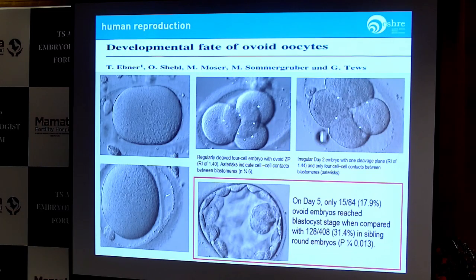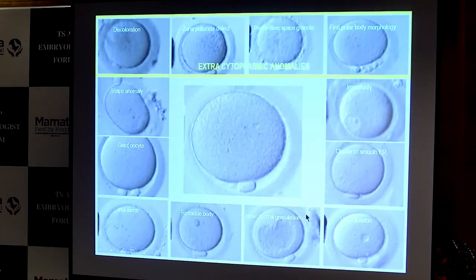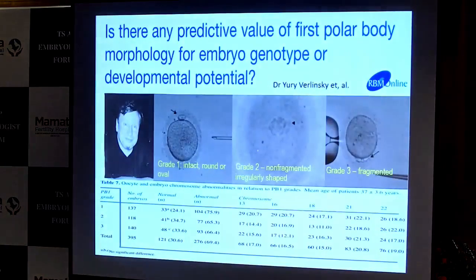So you should think of a situation which is very similar. You do get blasts, but definitely we see from this study that the blast conversion is less compared to normal, because of this reason: the compaction is delayed. Now let's look at some extra cytoplasmic anomalies.